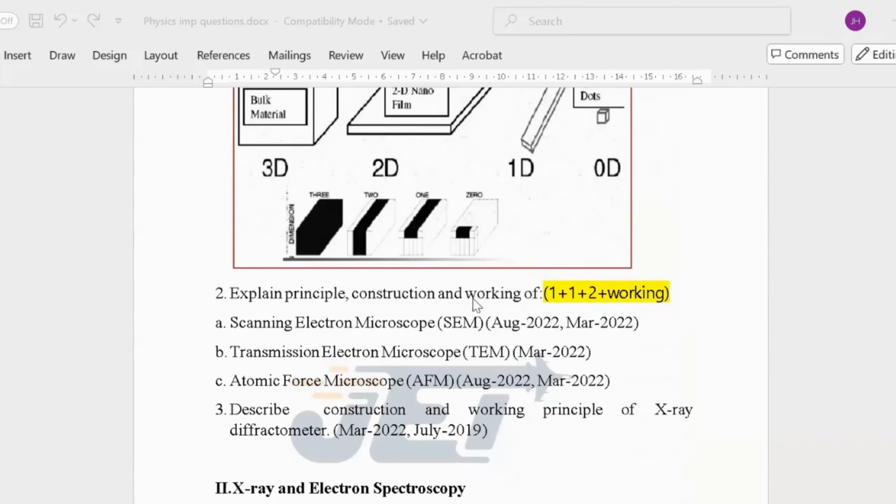Yes, moving on to the next question. Explain principle, construction, and working of scanning electron microscope, SEM, they may ask in short form. Okay, so principle 1 mark, construction 1 mark, and you are going to explain it for 2 marks, and working the rest of the marks, right? Next, transmission electron microscope, which they may mention as TEM, and atomic force microscope, AFM. Okay, so all these three, you'll have this kind of splitting of marks. So this is like a marking scheme.